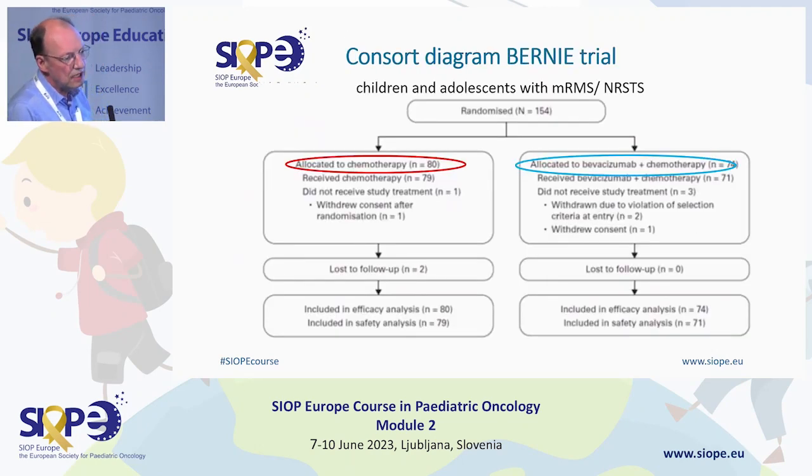So this study used patients that were participating in a randomized controlled trial called the Burney trial, published. This trial included patients with metastatic rhabdomyosarcoma and non-rhabdomyosarcoma soft tissue sarcoma, or whatever.